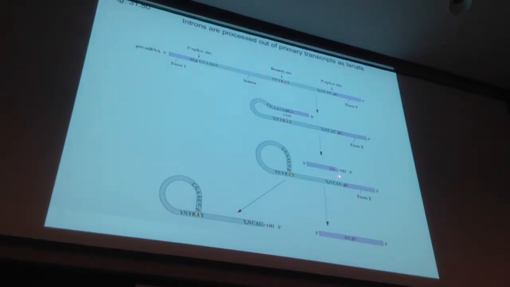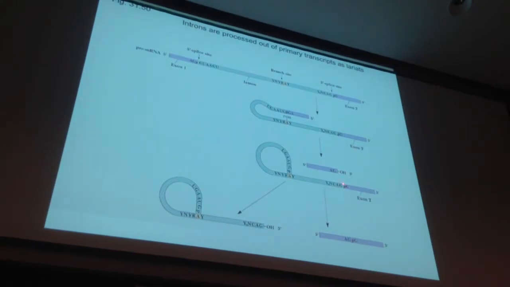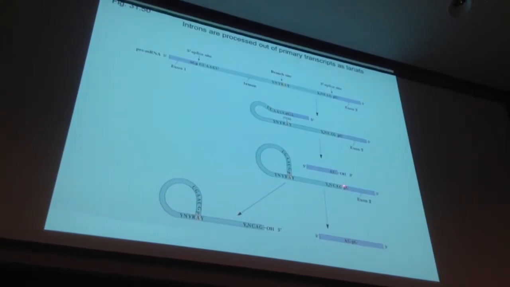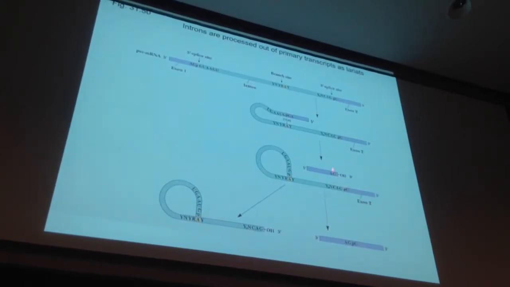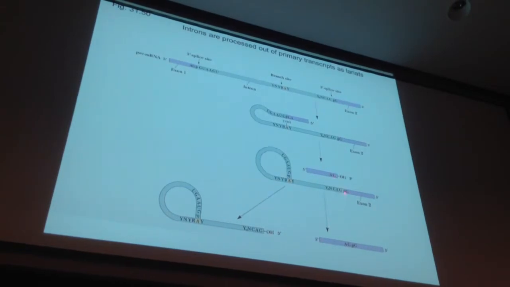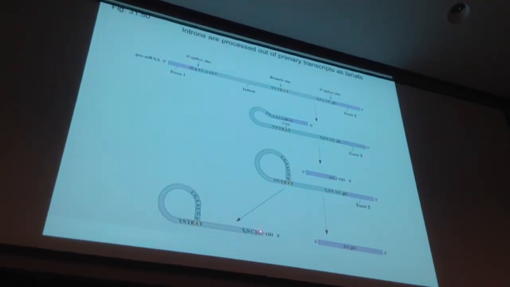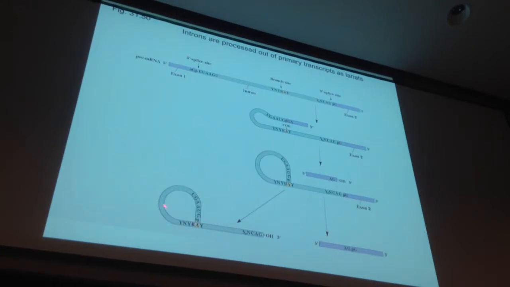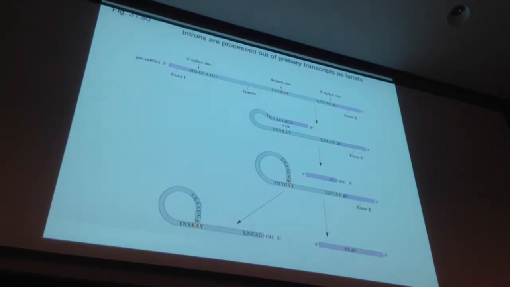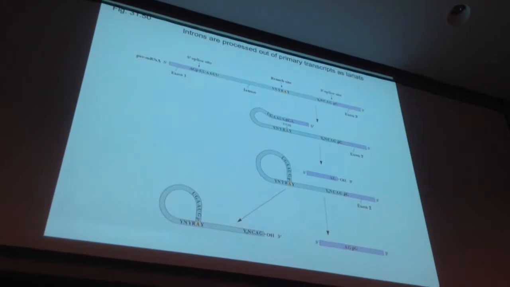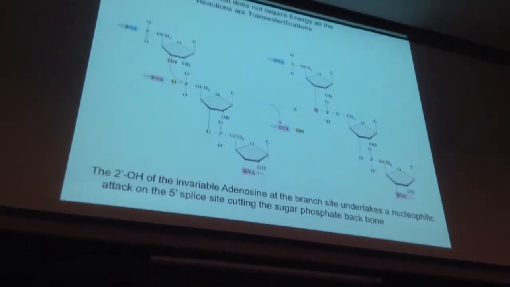And that hydroxyl can undertake a nucleophilic attack on this phosphoester bond here at the 3' end of the intron, or the 5' end of exon 2. In doing so, it forms a phosphoester bond, and that phosphoester bond then links exon 1 and exon 2. So here's exon 1 and exon 2. They're linked together now. As this does that, it frees up the lariat. The lariat now has a 3' hydroxyl, and this is the intron that has been cut out. Everybody see that? Now, this process essentially requires no energy.